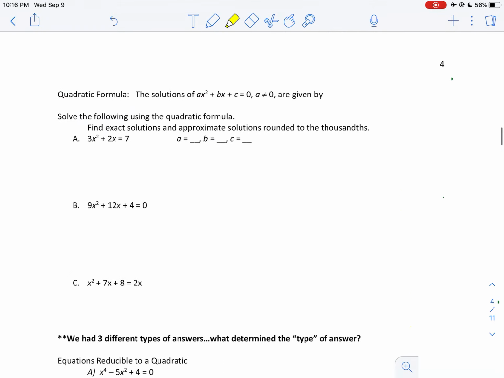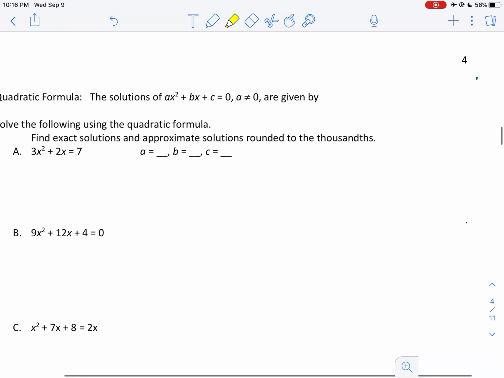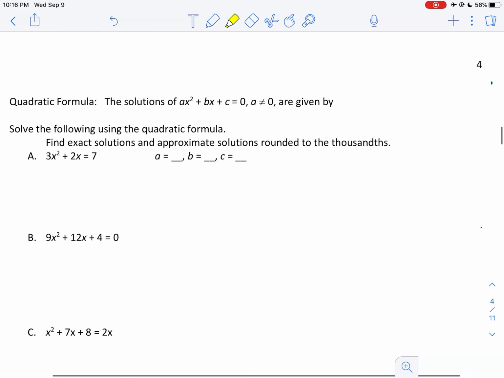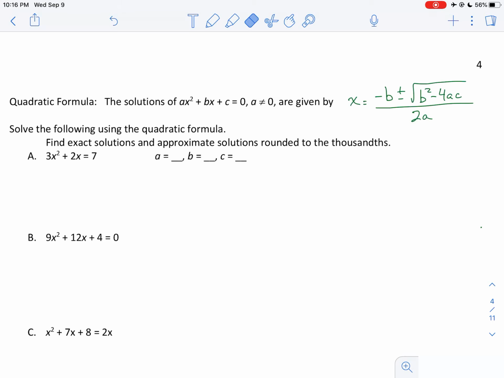All right, the quadratic formula. I'm sure you've all done this before, but quick review here. If I have a situation where I have it in standard form, then we can find the solutions. We can solve this equation by using x equals negative b plus or minus the square root of b squared minus 4ac, all over 2a. So let's just go through an example here.